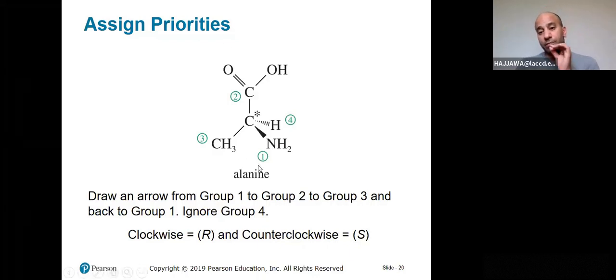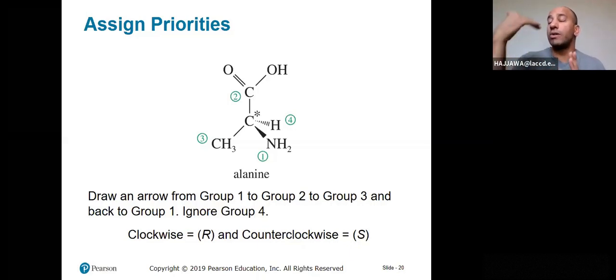I have 1, 2, 3, 4. Okay. How do I set the rotation? I need to set the rotation going from 1 to 2, crossing 4, but not crossing 3. Once again, I need to set the rotation going from 1 to 2, crossing 4, not crossing 3.